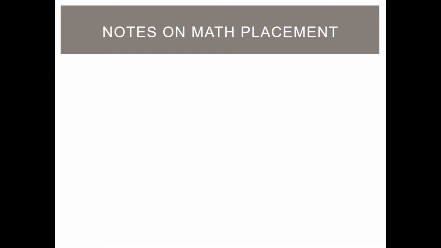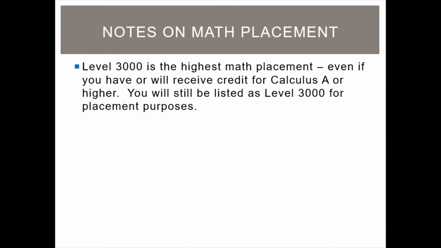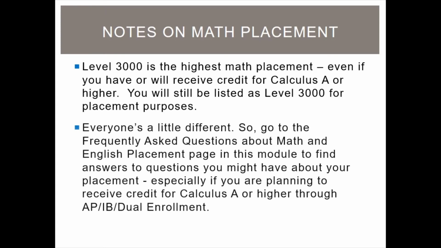Here are some notes on Math Placement. Level 3000 is the highest Math Placement, even if you have or will have credit for Calculus A or higher and take those courses in the fall. You will still be listed as Level 3000 for placement purposes, so don't worry. Second, everyone's a little different. So go to the frequently asked questions about Math Placement page in this module to find answers to questions you might have about your placement, especially if you're planning to receive credit for Calculus A or higher through AP, IB, or dual enrollment.